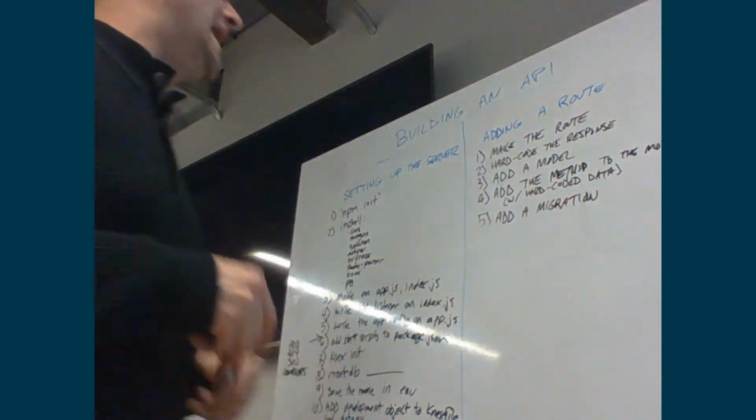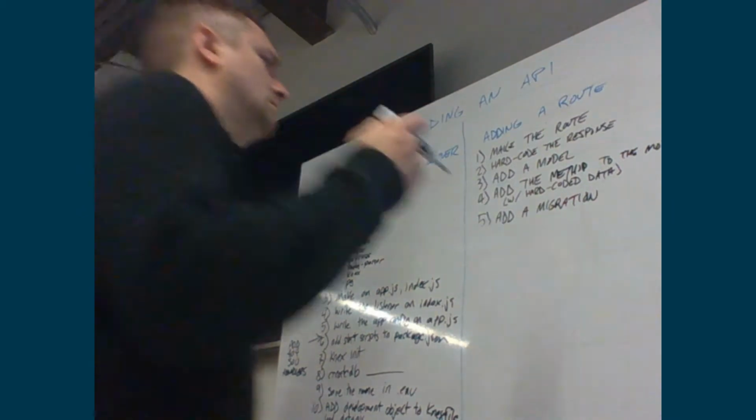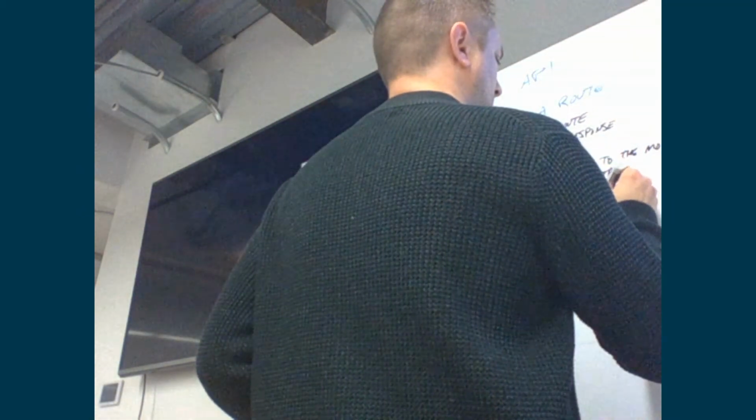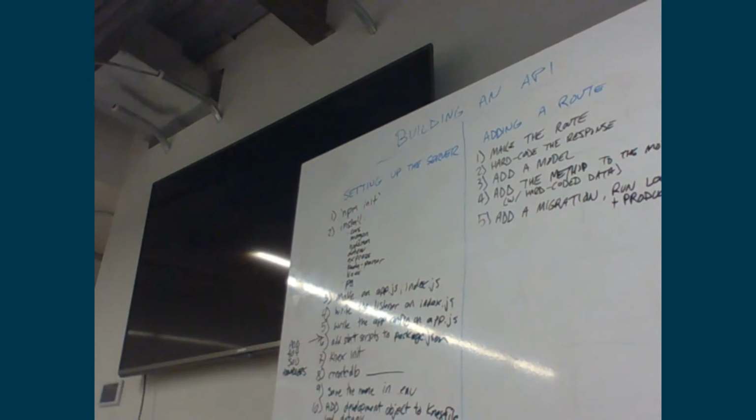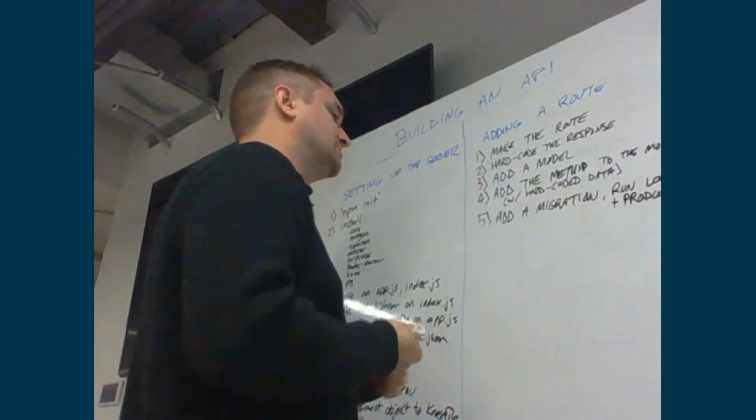All right, so we'll add a migration, fill all that out, and then run, let's say run locally and in production. You have two databases, the one on your laptop and the one that's on a server in Oregon somewhere. Okay, so we add a migration, we run it locally and in production. Then what?